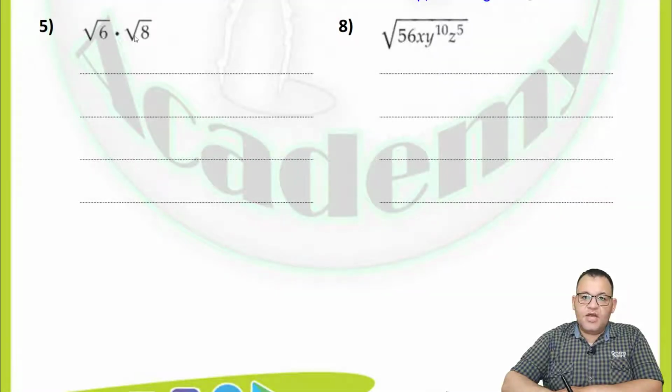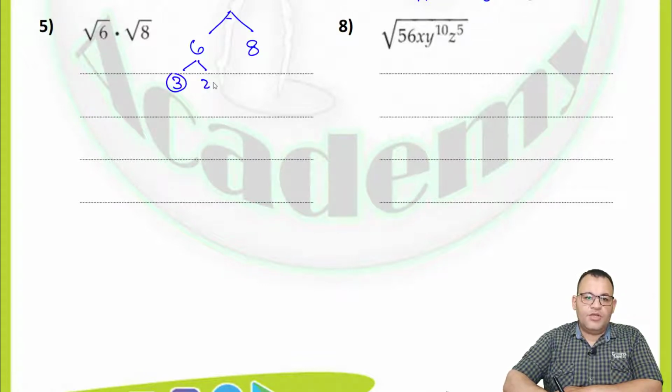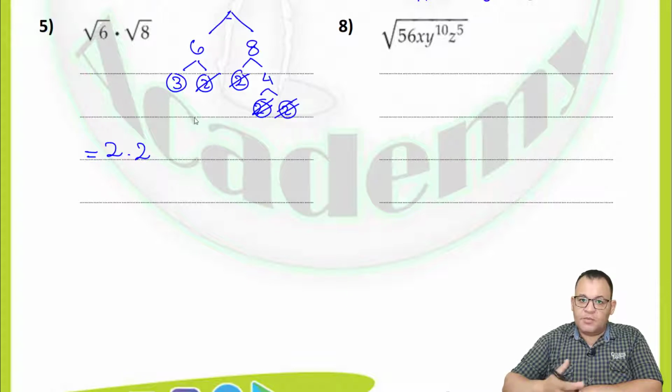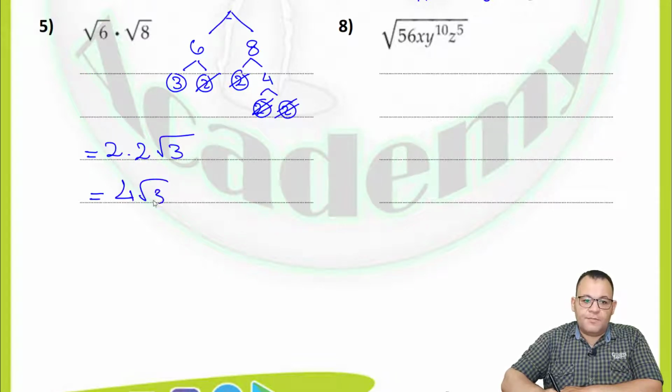The square root of 6 times the square root of 8. Now we have 6 multiplied by 8. We know that 6 equals 3 multiplied by 2. Now we have 3 and 2. 2 multiplied by 4. 2 is a prime number, continuing with 4, so it will be 2 times 2. From each two similar numbers, we just write 1 outside. The numbers written outside will be multiplied together. The numbers inside the square root will be multiplied together. The only single number which is 3, write it inside. So the answer now will be 4 root 3.